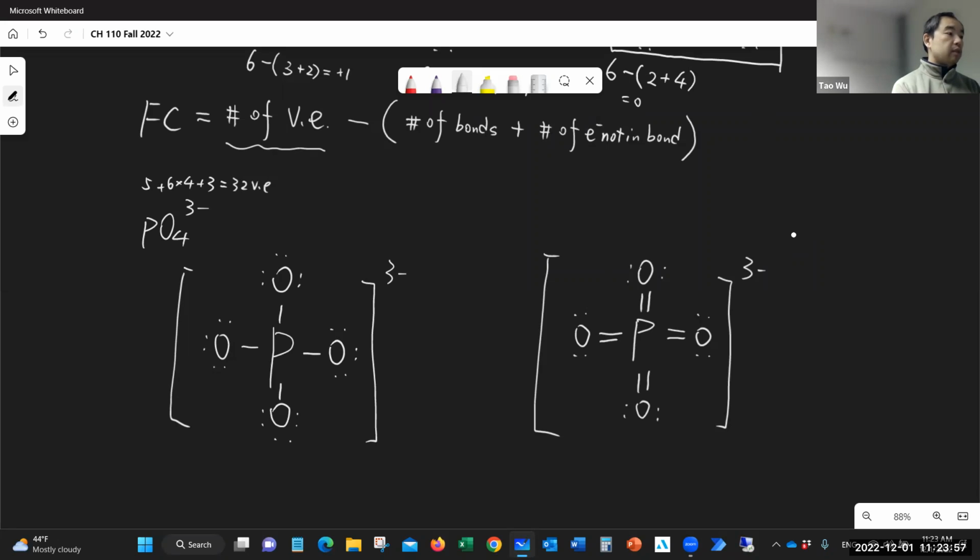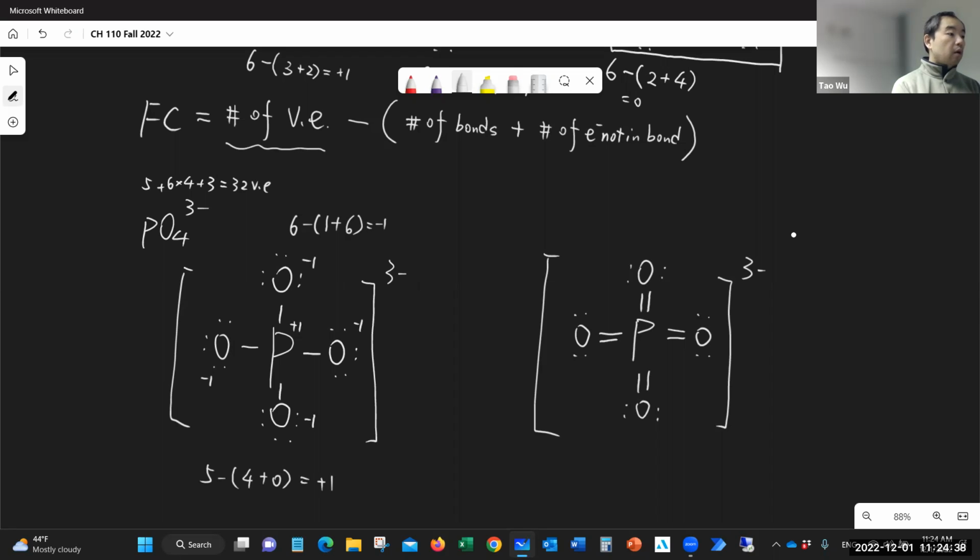Since those oxygens are all identical, once we figure out one of the oxygens, the rest should be the same, right? The oxygen over here is 6, subtract 1 bond, plus 6 dots, so you get -1. So this oxygen is -1 for formal charge. The rest of the oxygens are all -1. And then the phosphorus inside is 5, subtract 4 bonds, plus no electrons, so this is +1.